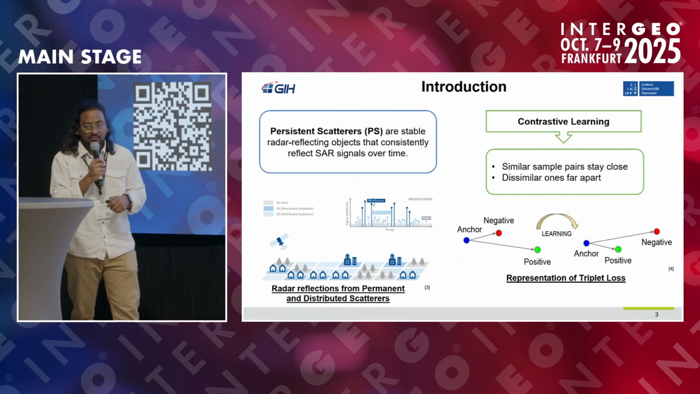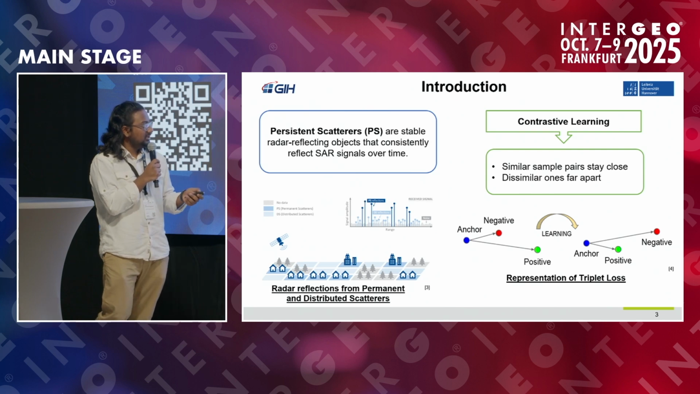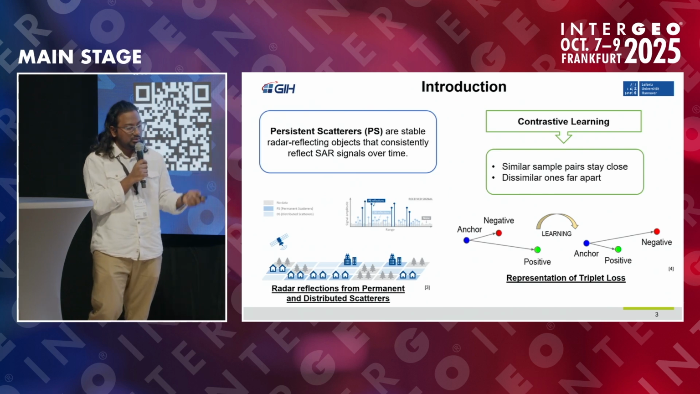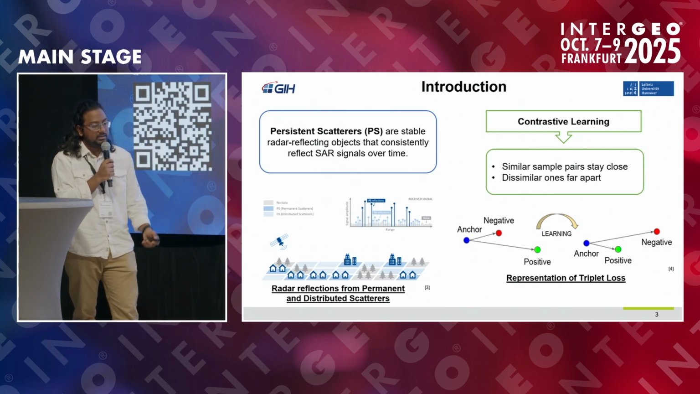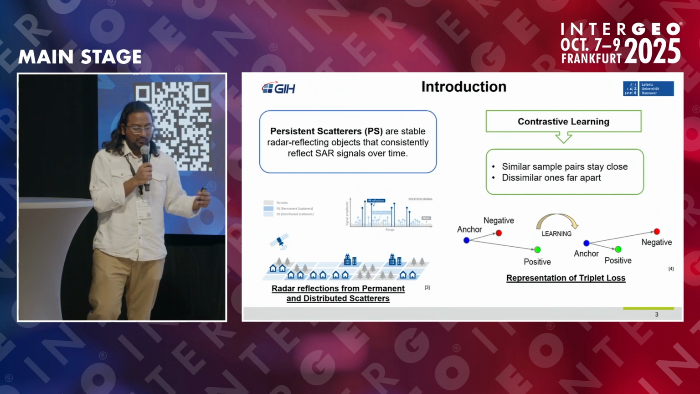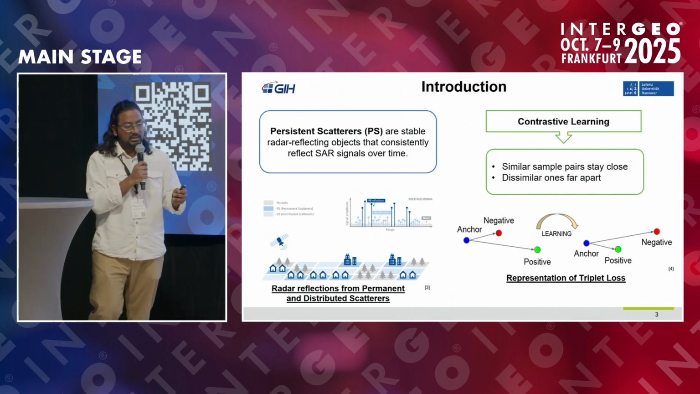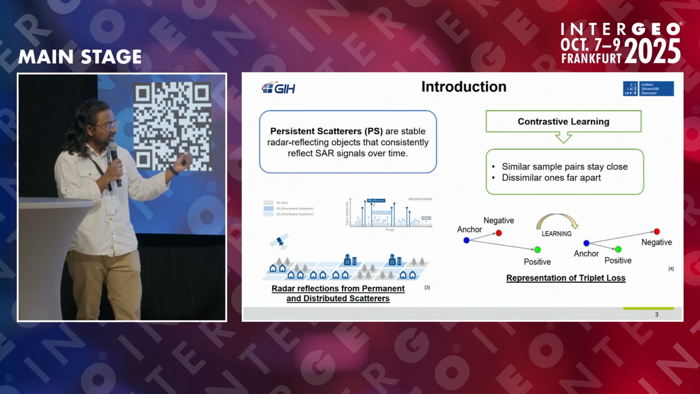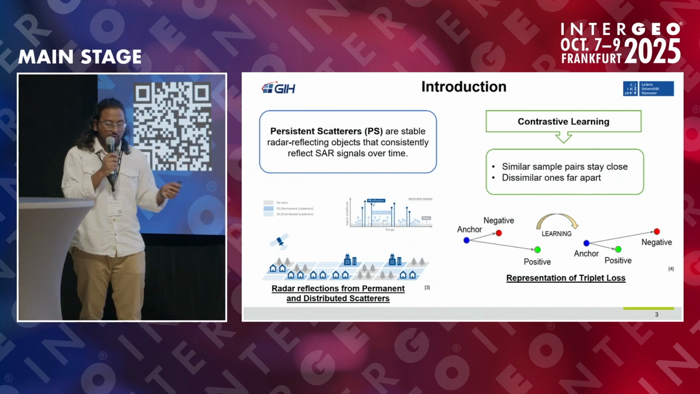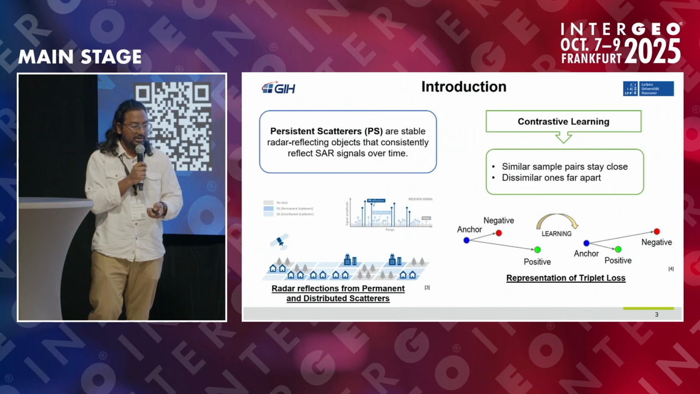There are various loss functions to do that. One of the loss functions is called the triplet loss, which is shown in the figure below. Here, there will be an anchor. For each anchor, there will be one positive and one negative sample. After the learning, the positive sample will come close to the anchor. The negative pair will go far apart from the anchor. This is the core idea.